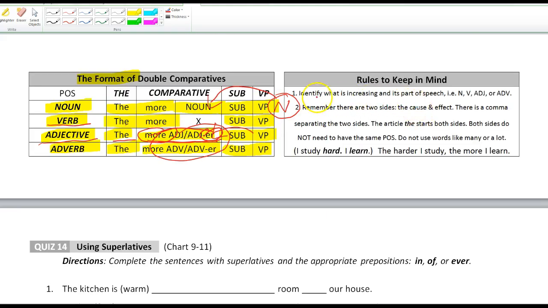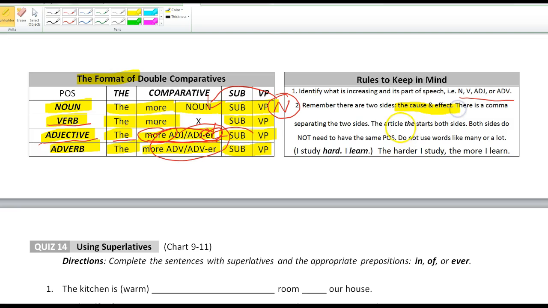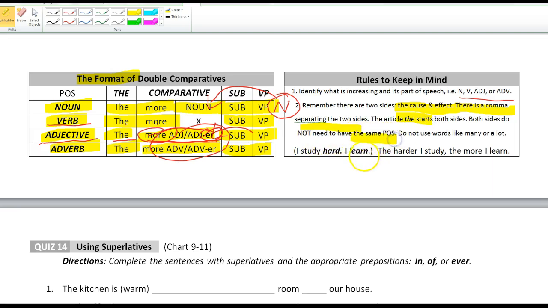Okay, so we have identify what's increasing, and its part of speech. That's what we've been doing. And then we've got remember that there are two sides, the cause and the effect. The first side causes the second side. There's a comma in the middle. And then we have the starts on both sides. Both sides do not need to have the same part of speech. And do not use words like many or a lot in the original sentence.